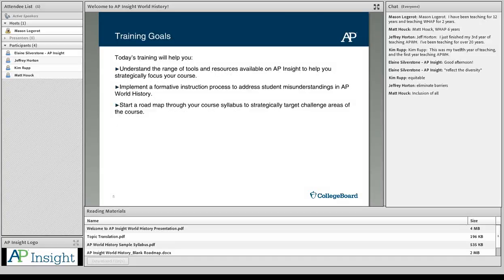All right, so here are our goals for today. Basically, we're going to be going through the AP Insight program. I'm going to give you an introduction to what it looks like. I'm going to give you some chances to look at the AP Insight website, and then you are going to start making a roadmap using your own syllabus and planning for the fall.